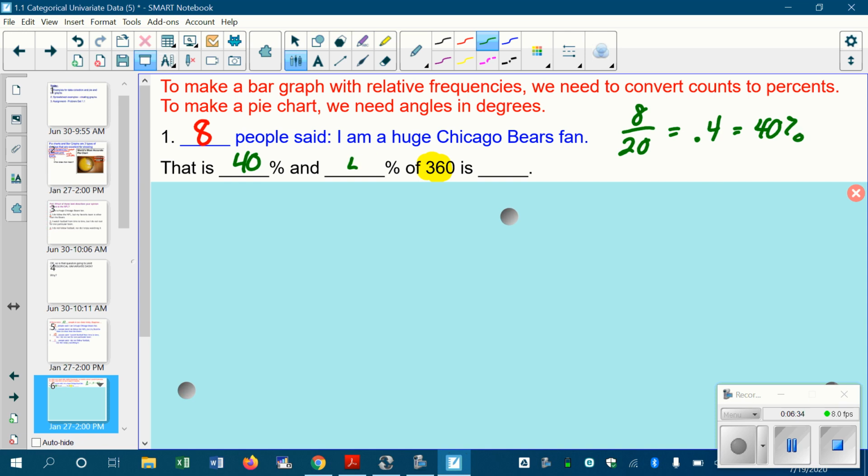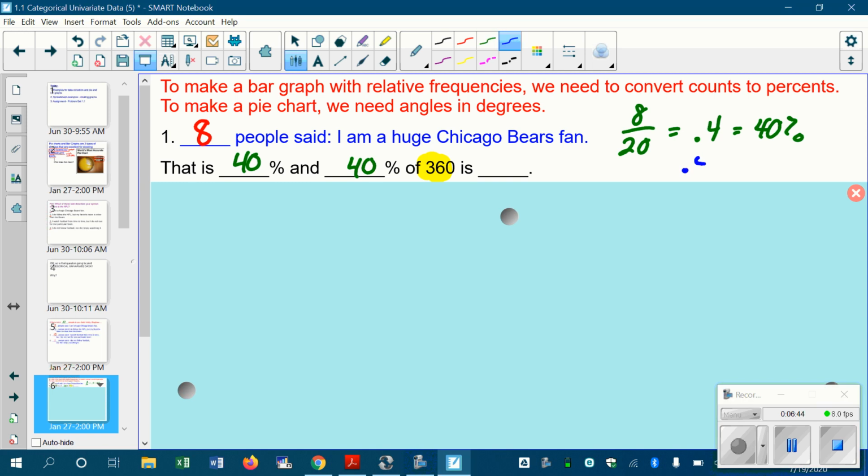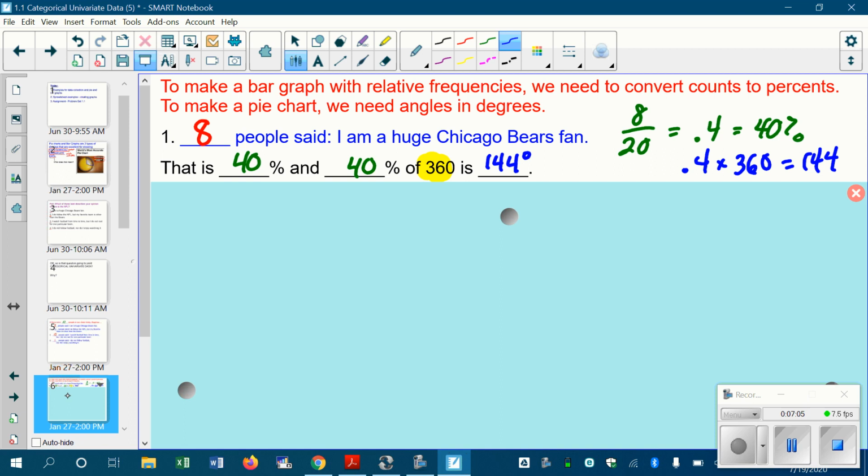So then if we find 40% of 360, that's going to tell us how big our angle needs to be. So on my calculator, I would just do 0.4 times 360, and that gives me 144. So 144 degrees is what that sector of my pie chart, that section, so a sector is like a shape like this, right? Like a chunk of a circle, we call that a sector. So my sector of the circle for Chicago Bears fans is going to be 144.